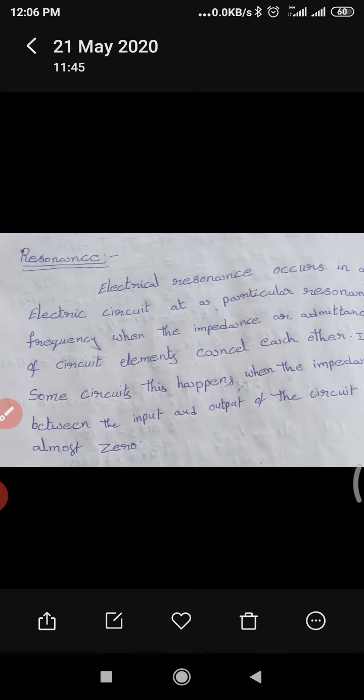That means if we are sending signals with a certain frequency, for a fixed frequency only, that circuit accepts the input. So we use this resonance concept in radios practically. So this is about resonance.